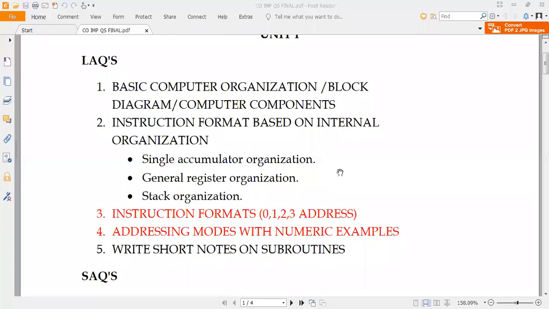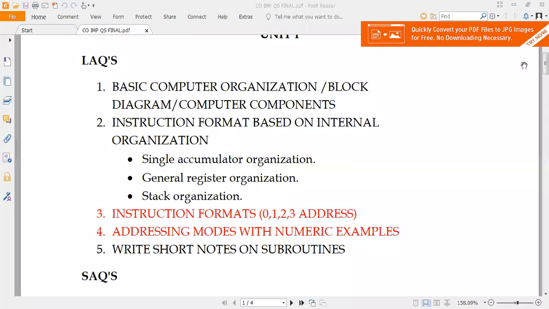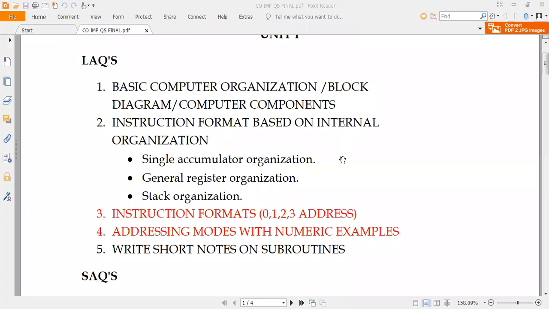These are the important concepts under unit 1, the long answer questions. The first one is basic computer organization, sometimes called the block diagram of a computer. We can expect the question: explain the different computer components. In the block diagram of a computer we need to explain the input, output, and memory units and the central processing unit.